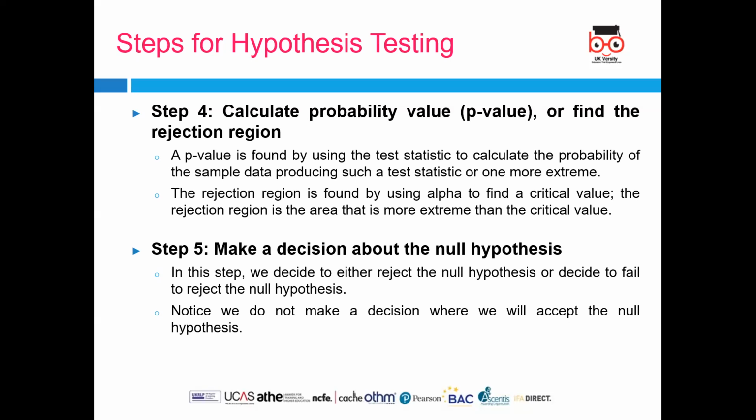And then in step 5, you make a decision about the null hypothesis. After obtaining the results, you decide to either reject the null hypothesis or fail to reject the null hypothesis. When you reject the null hypothesis, you accept the alternate hypothesis. If you do not reject the null hypothesis, you do not accept the alternate hypothesis. Here we do not make the decision that we will accept the null hypothesis. So that is a key consideration.